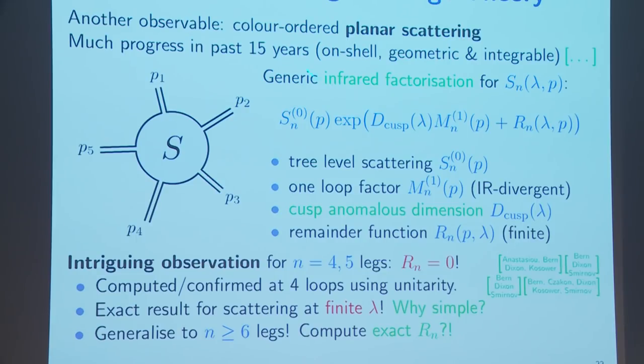If you believe this conjecture, then you realize that you know a scattering amplitude in a four-dimensional gauge theory at finite coupling, which is quite interesting. So, of course, you should ask yourself, why is this so simple? And maybe is there a way to generalize this even beyond 5 legs? Now, beyond 5 legs, at 6 legs or more, this finite remainder function is going to be non-trivial. But that doesn't mean that you cannot determine it. Maybe there's a way to obtain it for 6 particles at finite coupling. And that would be great.